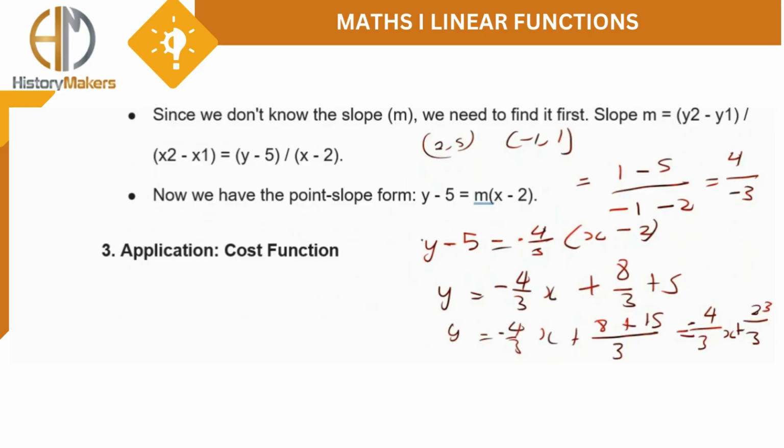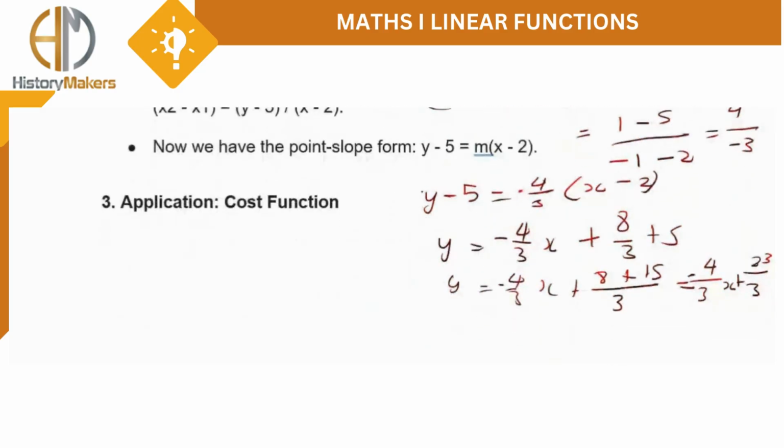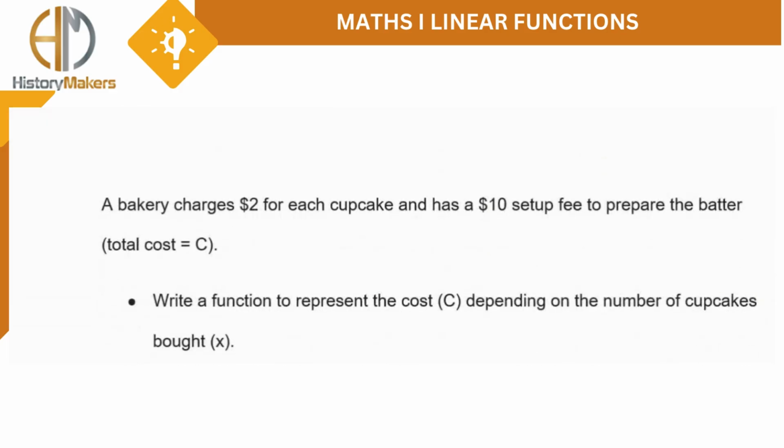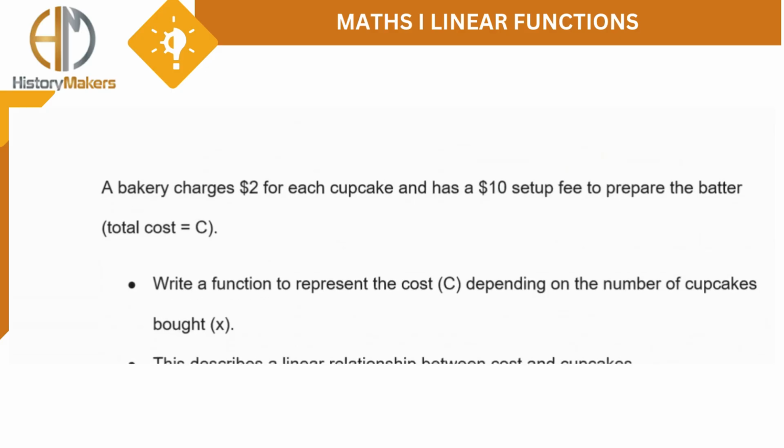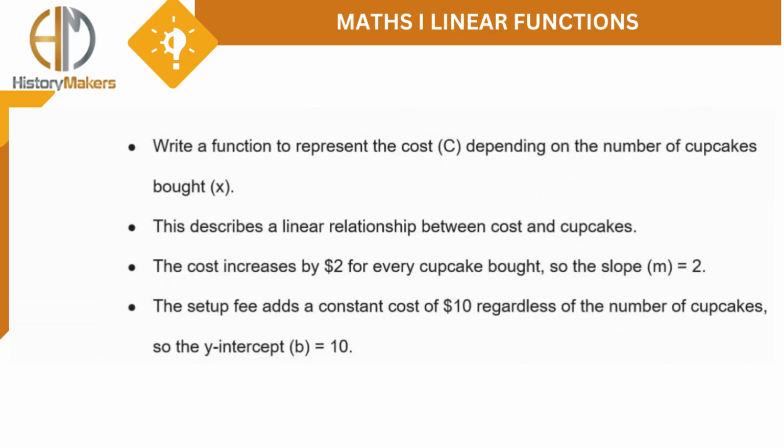Let's proceed. Application, the cost function. A bakery charges $2 for each cupcake and has a $10 setup fee to prepare the batter. So the total cost is C. Write a function to represent the cost C depending on the number of cakes bought. So the number of cakes bought is x. This describes a linear relationship between cost and cupcakes.